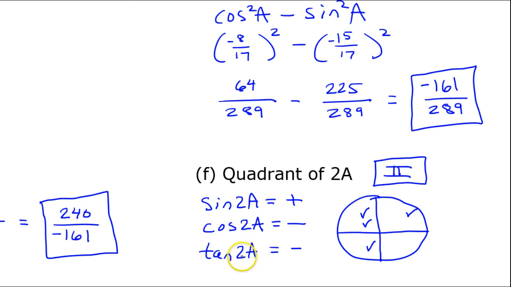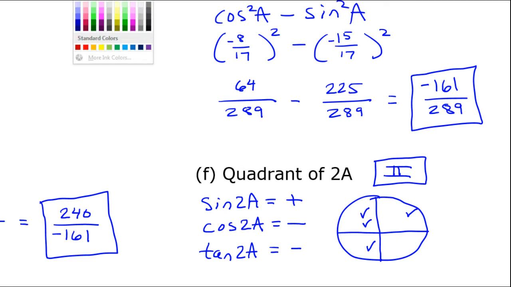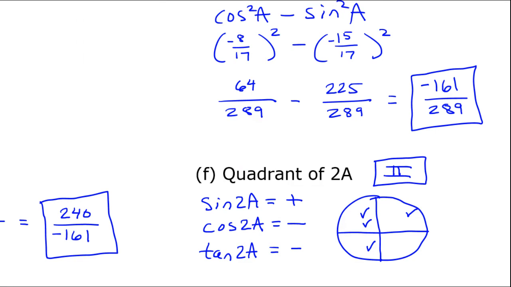But just to verify, let's talk about the tangent of 2a. Okay, where is tangent negative? Well, tangent is negative in this quadrant and this quadrant. And again, we see that the second quadrant satisfies all three of these descriptions.